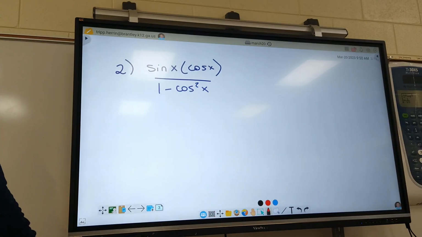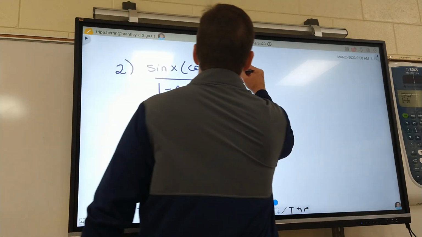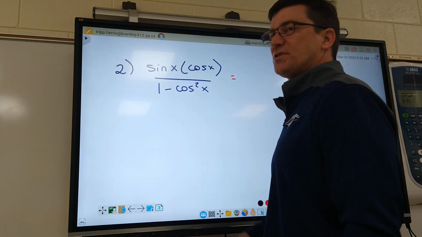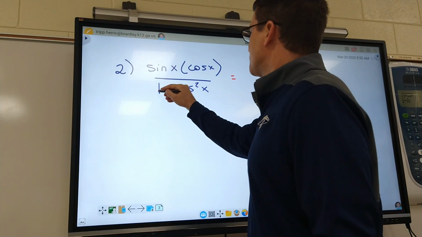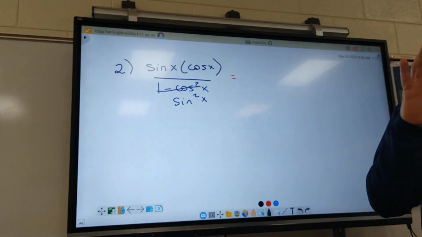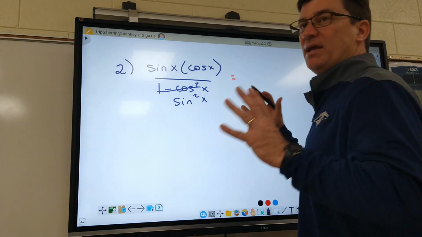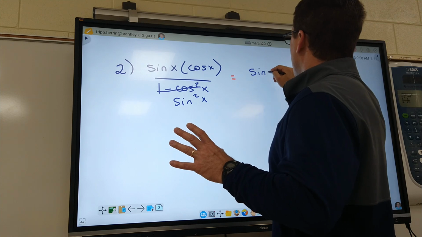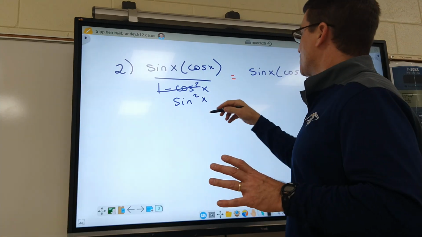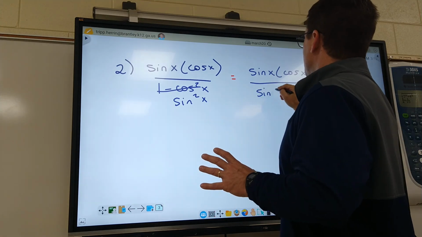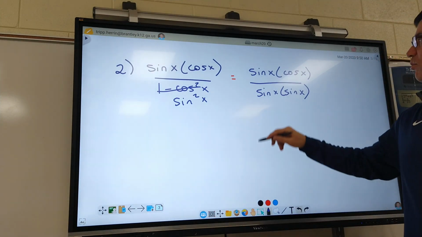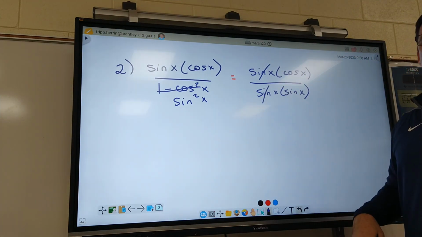All right, so again, we are looking to see on our formula sheet what matches up with 1 minus cosine squared. Sine squared. So we got sine squared on the bottom. Everybody understand? Now, this one's really easy also. Look, on top we got sine x and cosine x. On the bottom, if we've got sine squared, remember that means you've got 2 sines, right? So what cancels out? 1 sine on the top and 1 sine on the bottom.